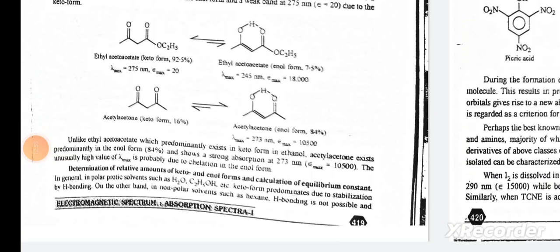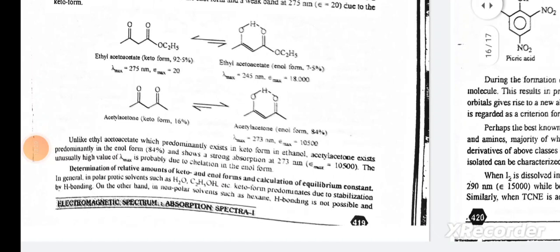Unlike ethyl acetoacetate, which predominantly exists in the keto form in ethanol, acetyl acetone exists predominantly in the enol form, 84%, and shows a strong absorption at 273 nm. The unusually high value of lambda max is probably due to chelation in the enol form. Determination of relative amounts of keto and enol form and calculation of the equilibrium constant.